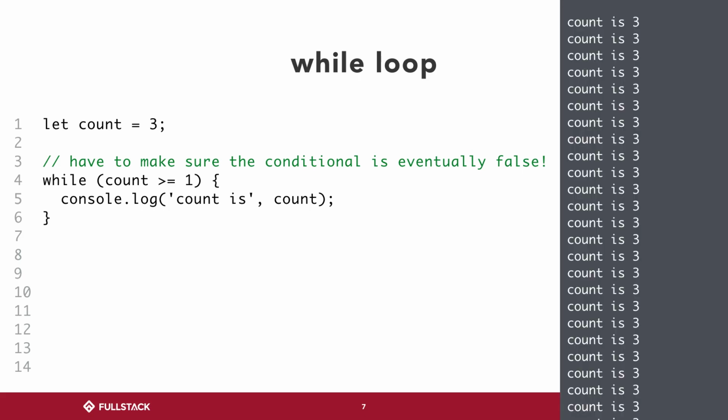So over here, we have a similar problem. We start the count at 3, and while the count is greater than 1, we want to do some work. And the work we're doing is just to log out what the count is. But with the while loop, we have to remember to eventually break that condition. And we're not doing anything in here that's going to bring the count to eventually be less than 1. So this is another infinite loop.